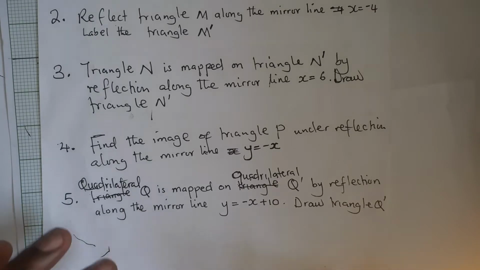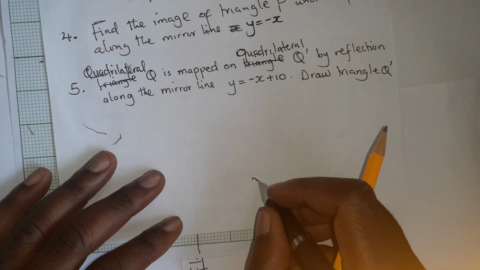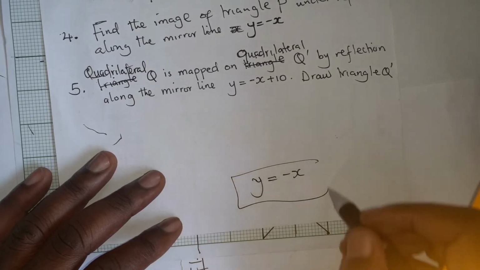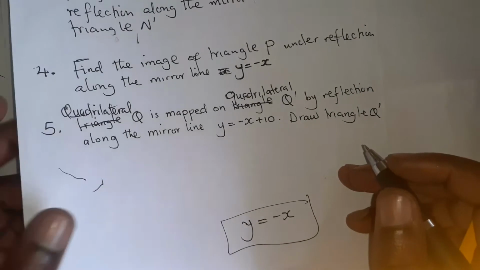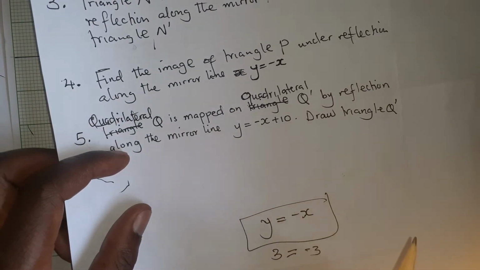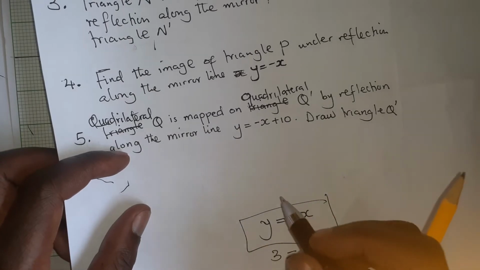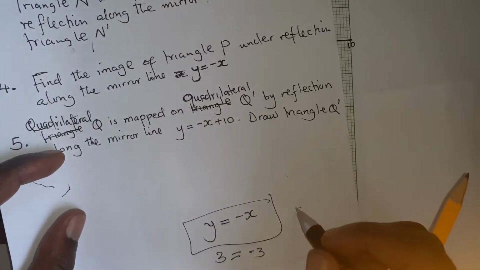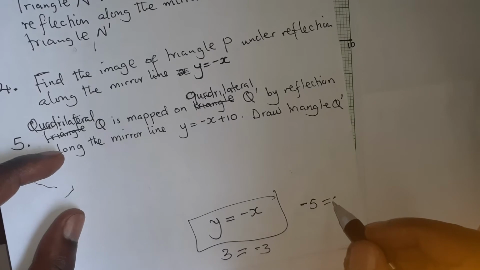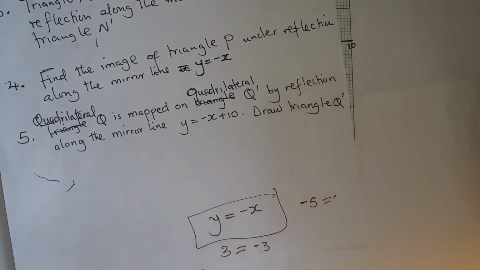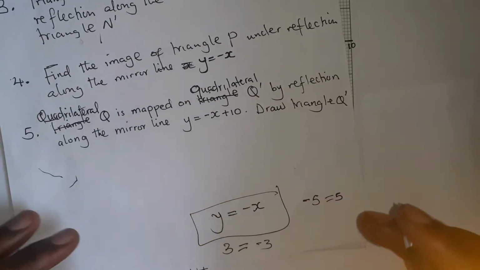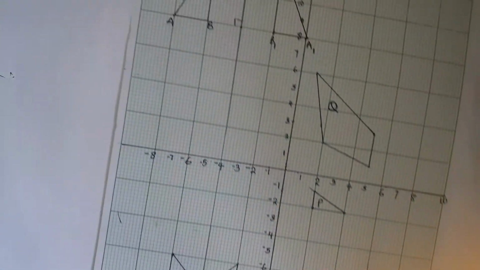So the first thing that you are supposed to do is to know y equals negative x. What is this equation? This equation tells you that if y is equal to 3, then x is equal to negative 3. If y is equal to negative 5, then x will be 5. So that is what we need to know. So which line is this one?